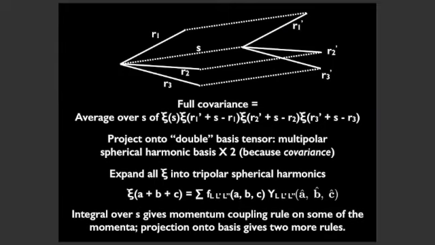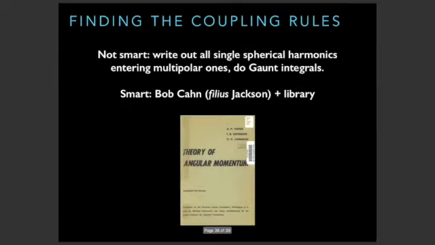So this y, l, l prime, l double prime is a tripolar harmonic. And basically, averaging over rotations will give you a momentum coupling rule on these coefficients of the correlation functions. And you can find these coupling rules using nuclear physics spin algebra stuff from the 60s, which my collaborator Bob Kahn actually turned up in the LBL library.